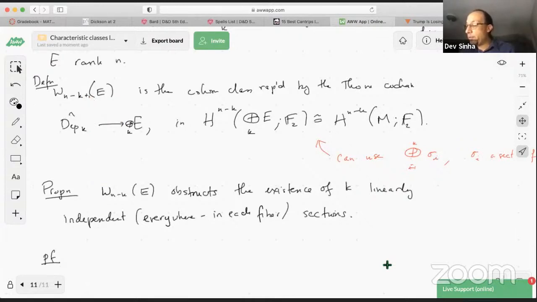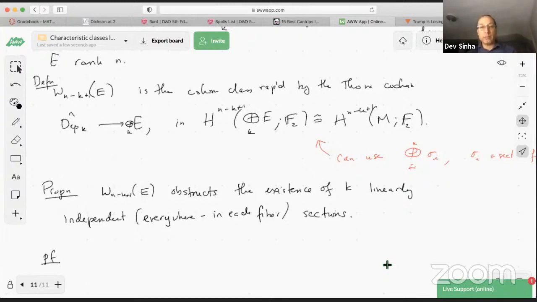And so, yeah, that's the definition. There's also a plus 1 here and a plus 1 here and a plus 1 here. Because if k is 1, the obstruction to a linearly independent section is just the obstruction to a non-zero section, and that's the Euler class. And Wn is its mod 2 reduction, the mod 2 reduction of the Euler class for an oriented bundle.